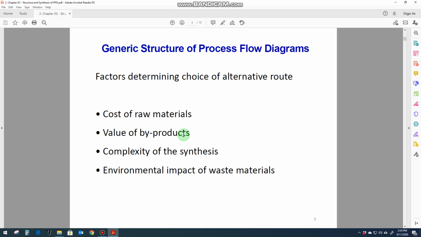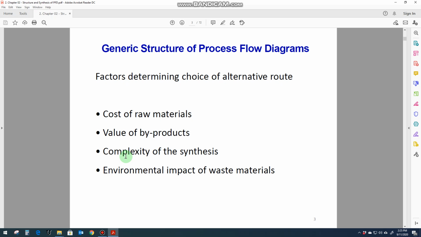Then the value of the byproducts. Whenever we have some raw materials and we have some fixed products that we want to get from a process, there are also some byproducts that can be generated in the process. If those byproducts have some economic value, that is a plus point, but often we have seen that there are some byproducts that are not of high economic value. So in that case, we have to see what kind of byproducts we can have from that process, and if we have other options to minimize the production of those byproducts.